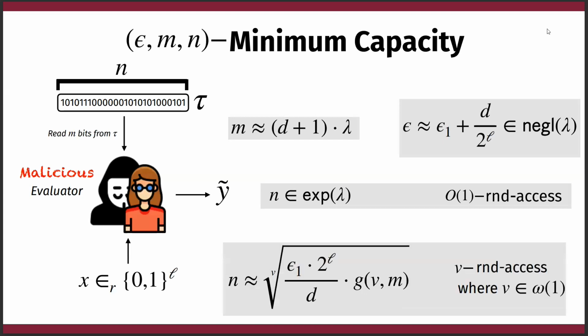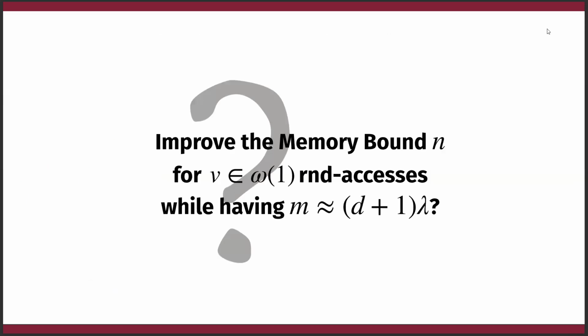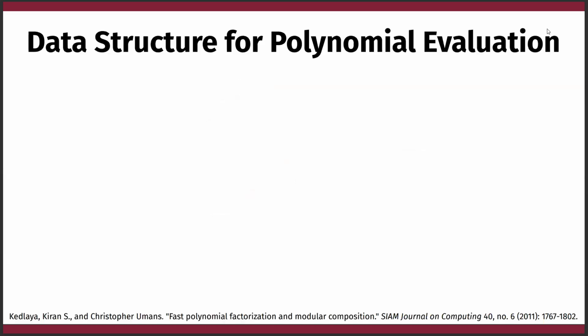Now, if you do a non-constant number of random access, where non-constant means that it depends on d, now we have a very loose bound on n, and technically we don't have a clear estimation about the security of the function when you do this kind of strategy. So the question is if you can improve the estimation of the memory bound when you do a non-constant number of random access to the memory while keeping m close enough to the size of the polynomial, because we want to maximize the number of bits you're going to read.